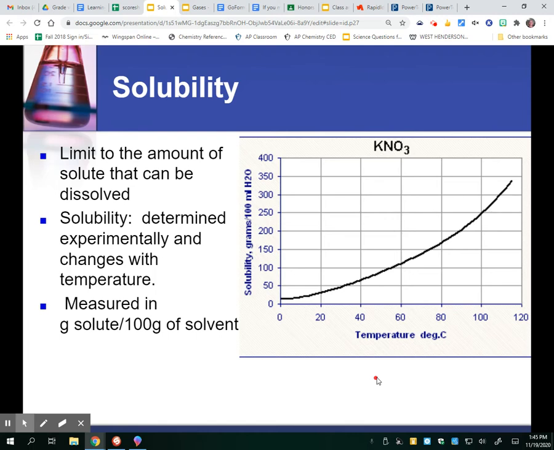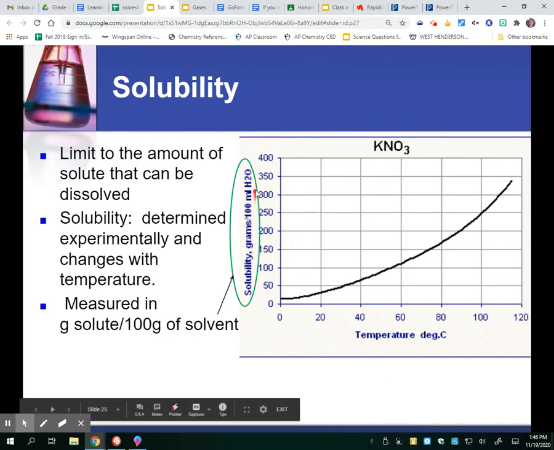Now, since we're dealing with water, and water has a density of 1 gram per milliliter, 100 grams is the same as 100 milliliters of water. So 100 grams, 100 milliliters, it doesn't matter which we're talking about here, because they are the same thing. So you want to be conscious of those units for solubility, because sometimes you can get questions where they're going to ask you what the solubility is in something other than 100 grams or 100 milliliters. But we'll get to that in just a minute.